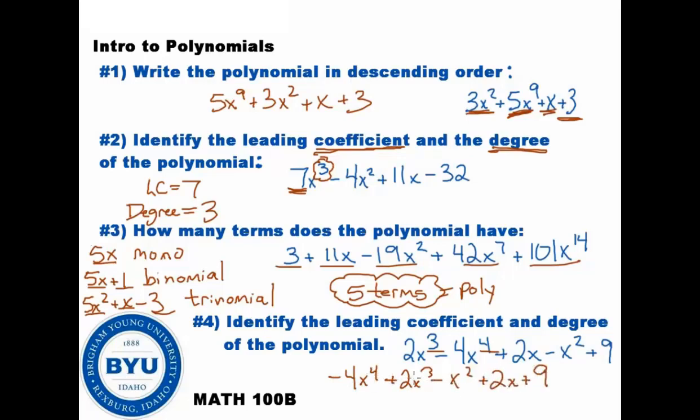That is now in order: 4, 3, 2, 1, 0. Okay, good. So now we can identify the leading coefficient. The leading coefficient is always the number associated with the highest powered term. So the leading coefficient, the LC, is negative 4. And the degree of this polynomial is the highest power, which is 4.